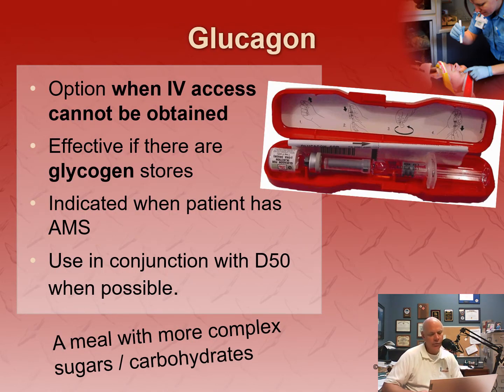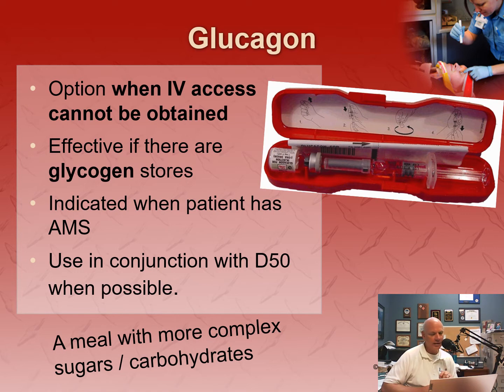Otherwise, we also have glucagon. All right, and glucagon is if we can't start that IV, we can give glucagon IM. Fairly easy to do. Glucagon is usually supplied as something that you have to reconstitute. So you'll squirt the fluid into the vial, swirl it around a little bit, draw that back up into your syringe, and then give that into a nice deep IM.